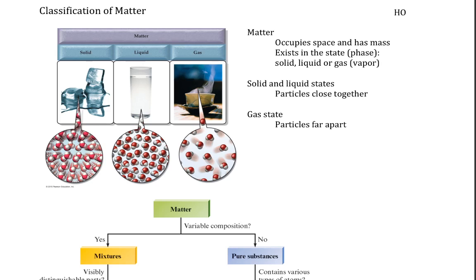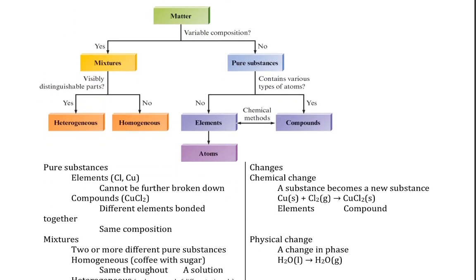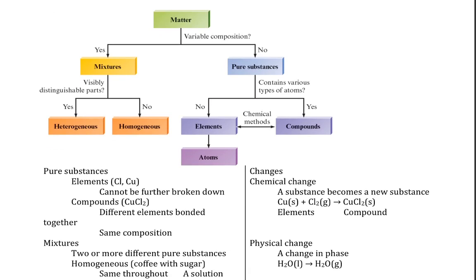The individual molecules are not together, so we don't see them. So in the gas state, particles are far apart. That's one way to classify matter. And we very much, as chemists, are concerned with what phase or state is whatever chemical we're talking about in.